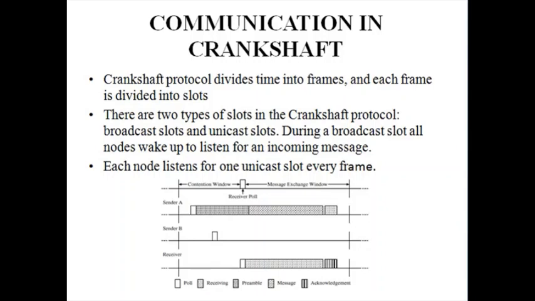A frame starts with all the unicast slots followed by a broadcast slot, and each node also listens for one unicast slot every frame. So during that slot, a neighboring node can send a message to that node only if it wins the contention. A node's MAC address is also used here to determine the slot to which the node listens. Hence, the node that wants to send a message knows precisely in which slot the destination wakes up. Crankshaft protocol also provides special provisions for sink and destination nodes, because sink and destination nodes have more traffic as compared to normal nodes, therefore they require larger bandwidth.